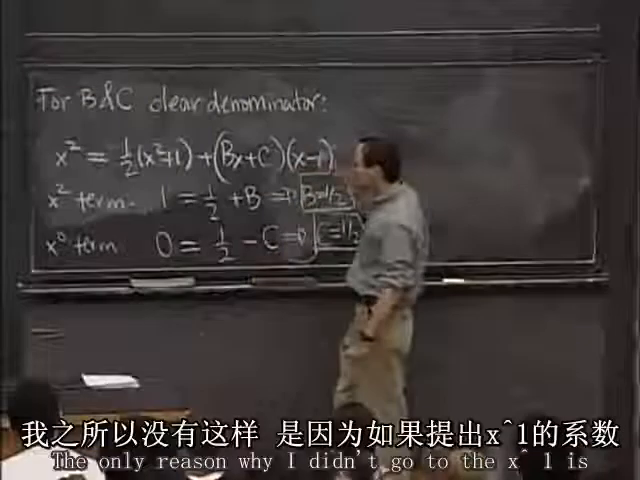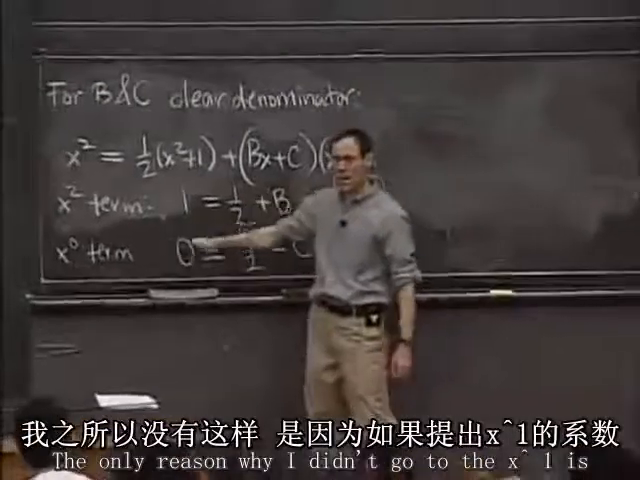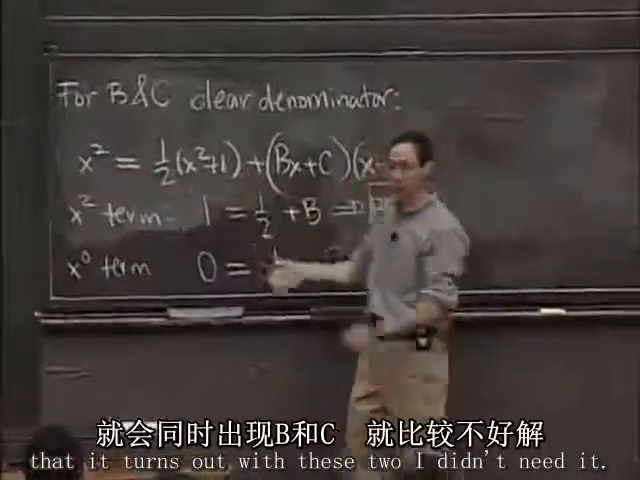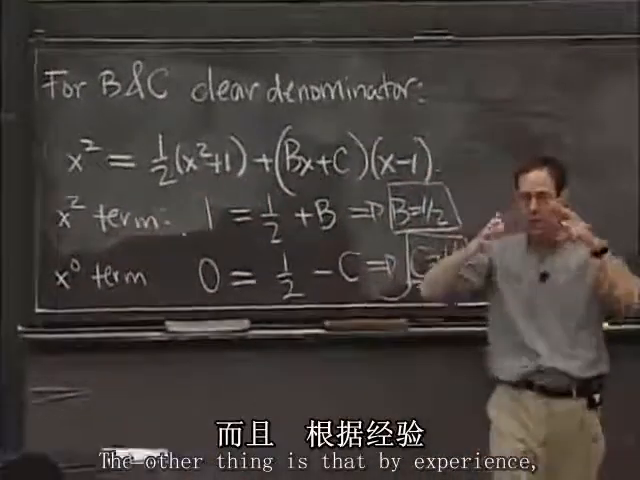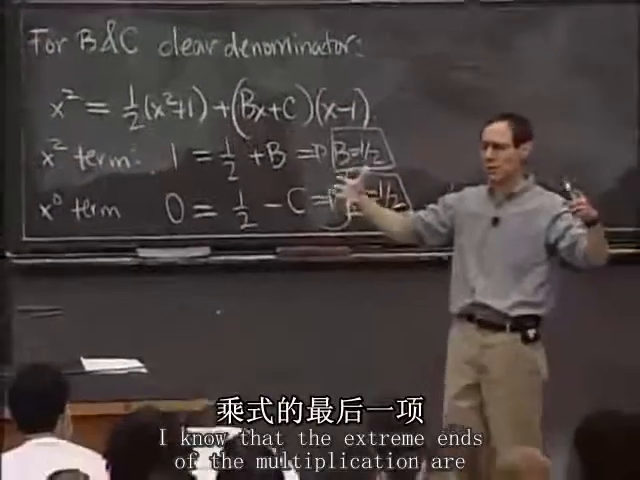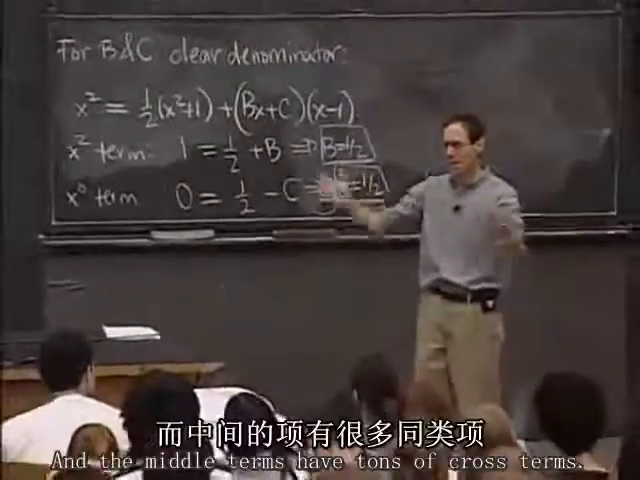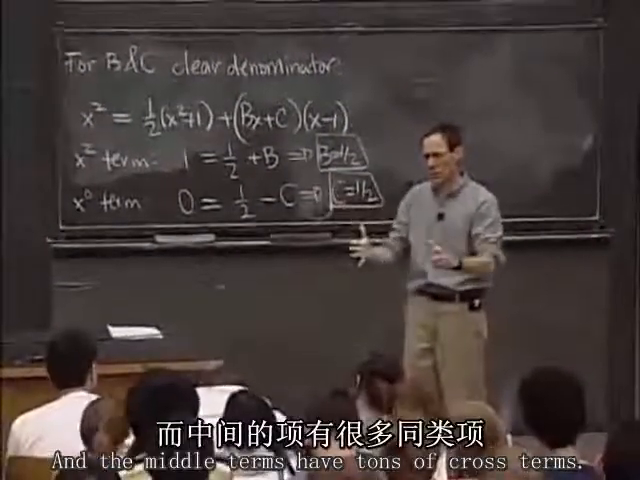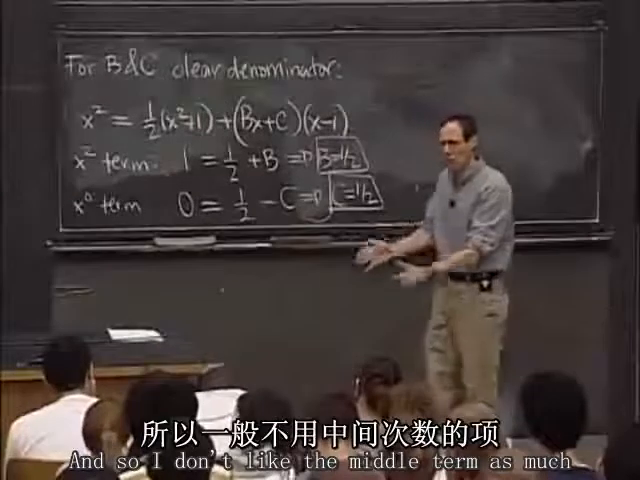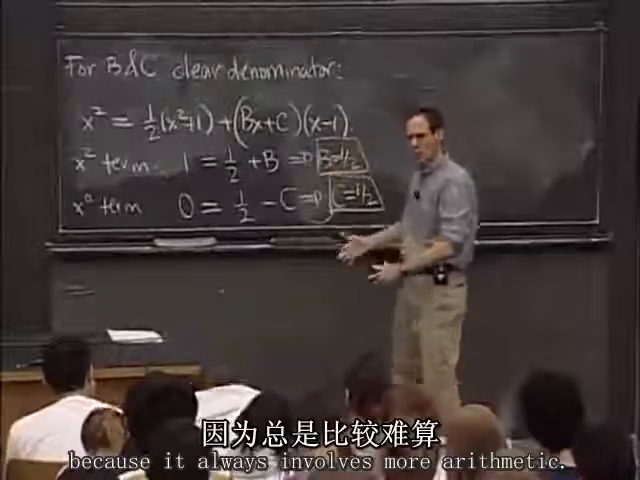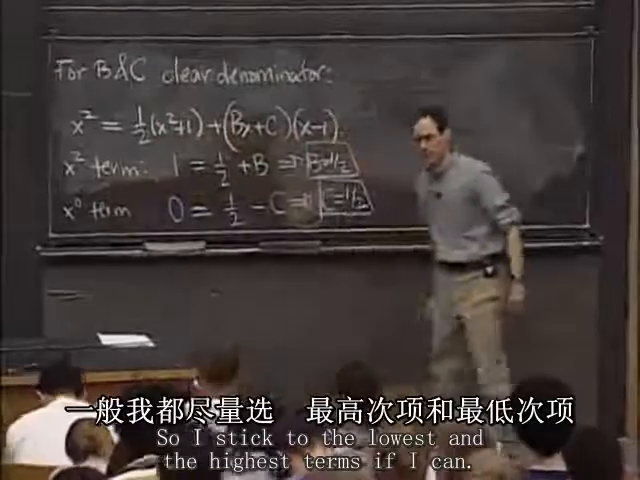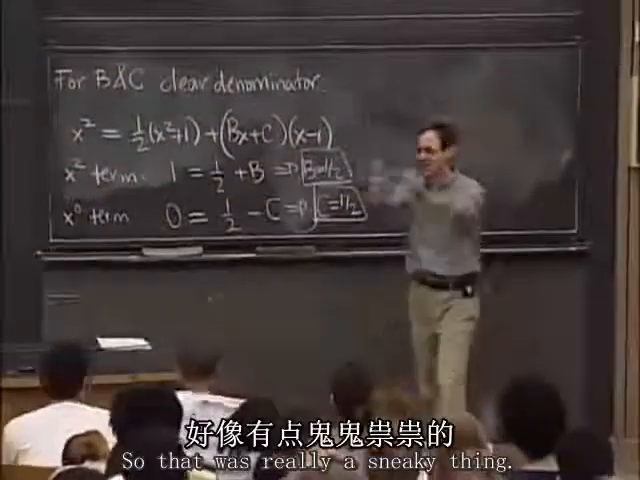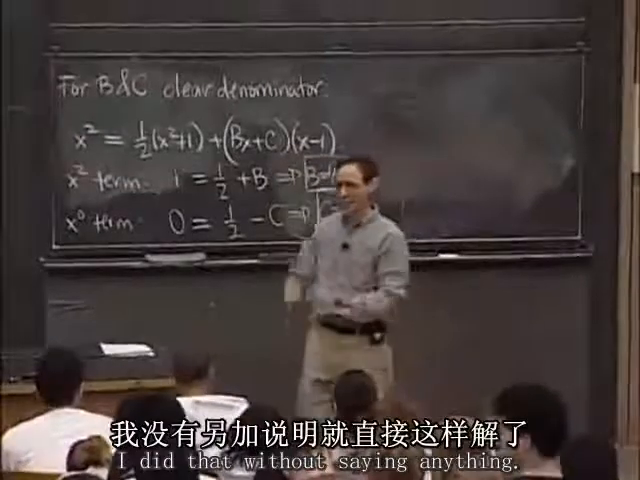The only reason why I didn't go to the x to the 1 power is that it turns out with these two, I didn't need it. The other thing is that by experience, I know that the extreme ends of the multiplication are the easiest ends, and the middle terms have tons of cross terms. I don't like the middle term as much because it always involves more arithmetic. So I stick to the lowest and the highest terms if I can. So that was really a sneaky thing. I did that without saying anything.